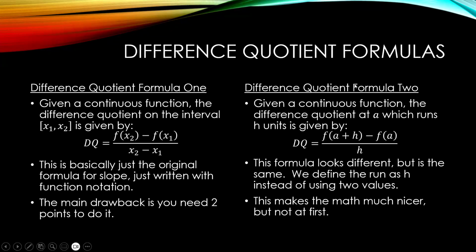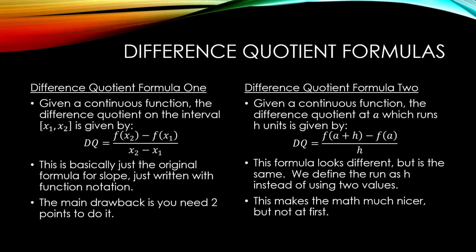And so the difference quotient, formula 2: given a continuous function, the difference quotient at a, which runs h units, is given by f of a plus h minus f of a over h. In this case, instead of saying we have an x1 and an x2 value, we're saying we have some starting point and then we have some run. And so this h value is really equal to x2 minus x1. It's our endpoint minus our starting point. But we can just think of it as the run.